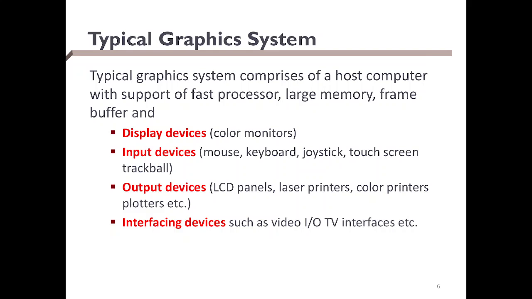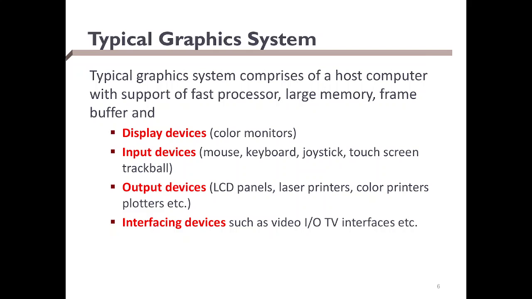A graphics system has to have a fast processor, large memory for storage, and a frame buffer. It also needs display devices, like a monitor that can support colors.